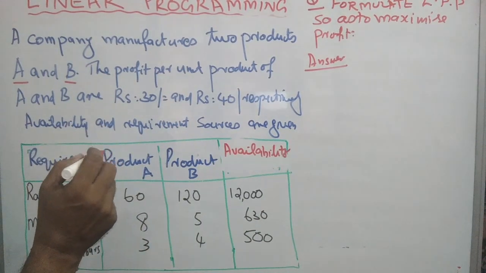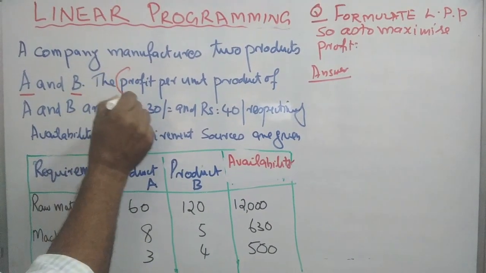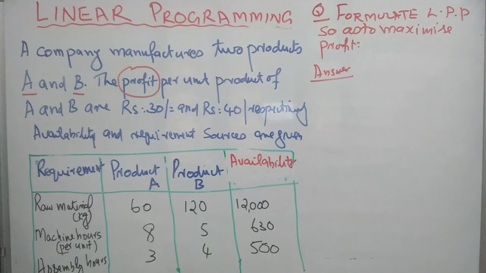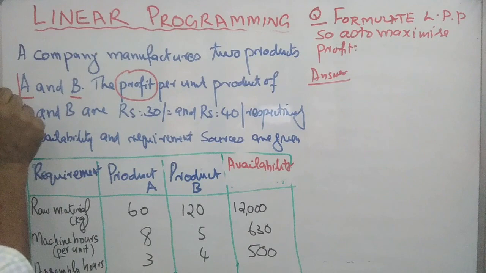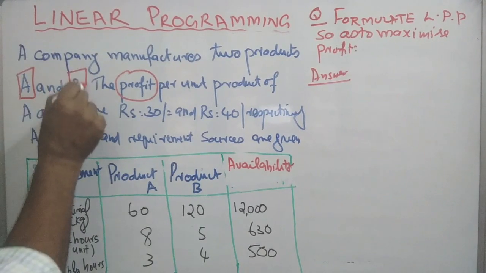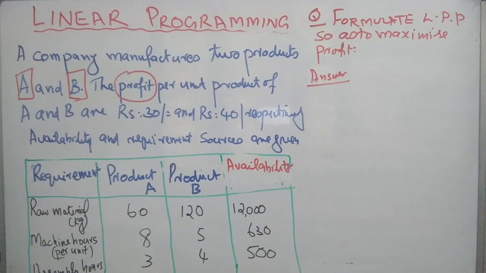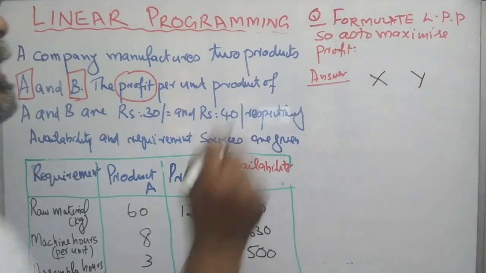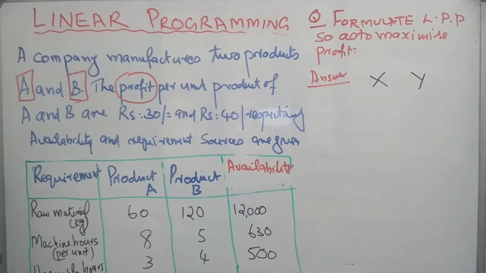The problem is of maximizing the profit. Profit is to be maximized. So what is to be decided? The decision variables. How much of A, how much of B is to be produced? That is our objective. That is our decision variables. We define X and Y as the number of units of A and B to be produced.